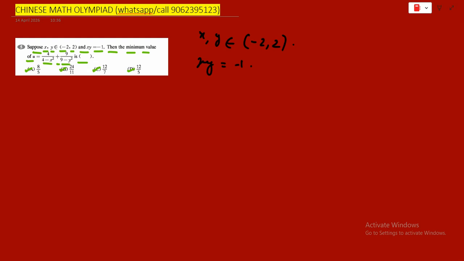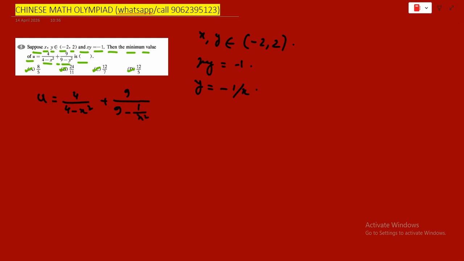Okay, and we are given xy equal to -1, right? So we can write y equal to -1/x. Now whenever you see two variables and one condition, immediately reduce it into one variable. Okay, now substitute into the given equation. u equal to 4/(4 - x²) + 9/(9 - 1/x²), right?